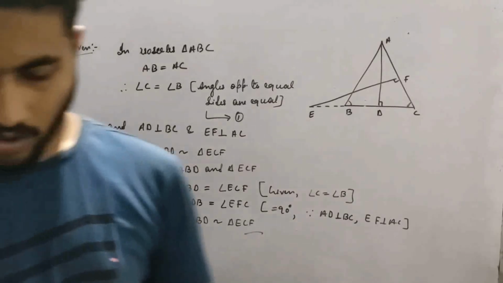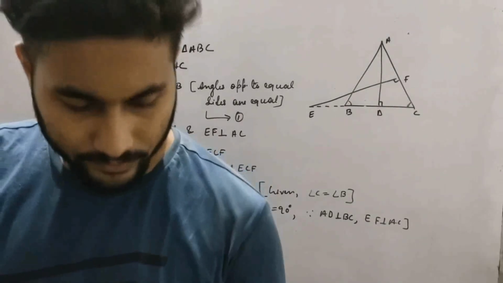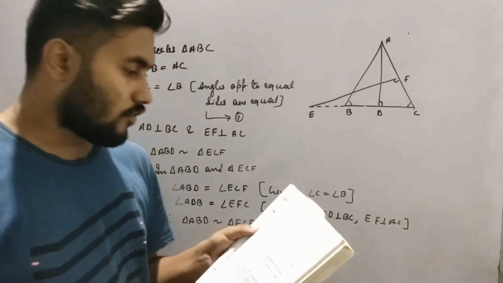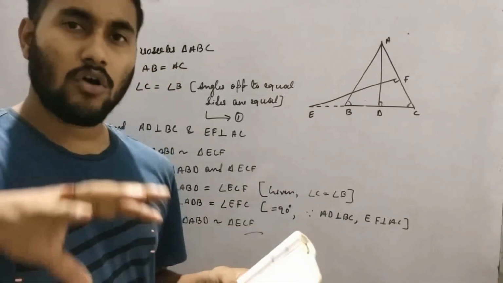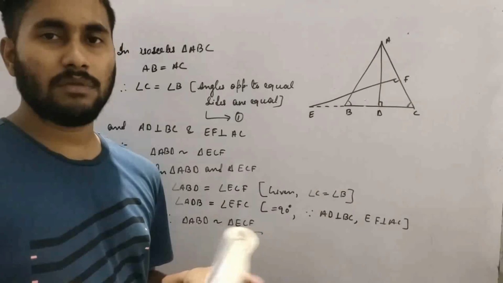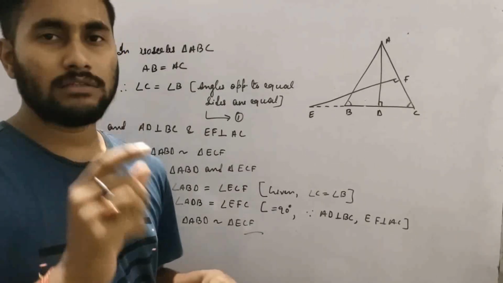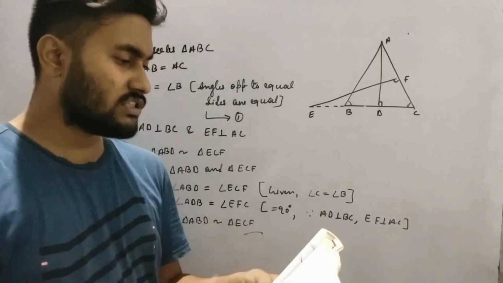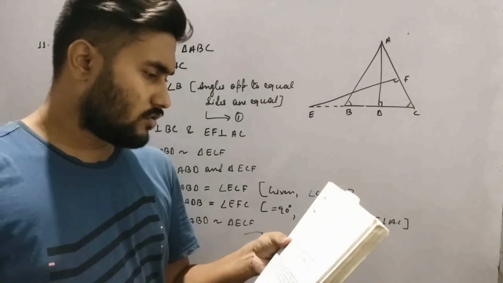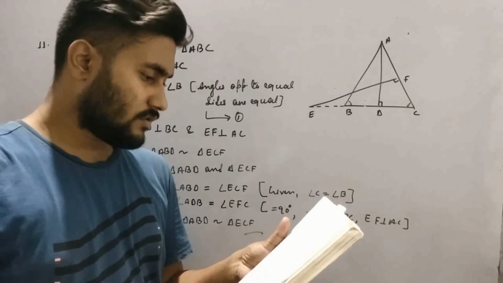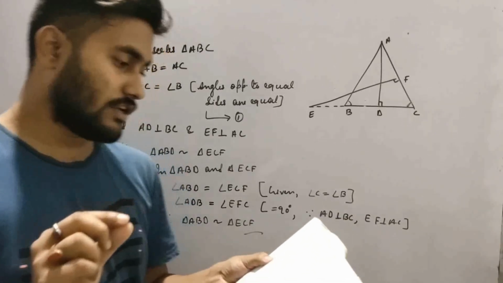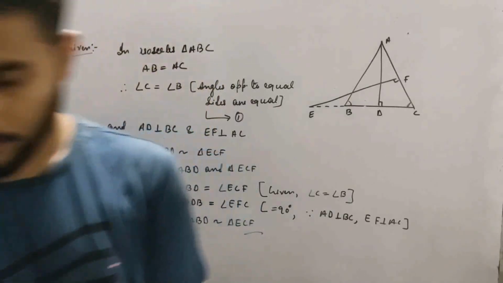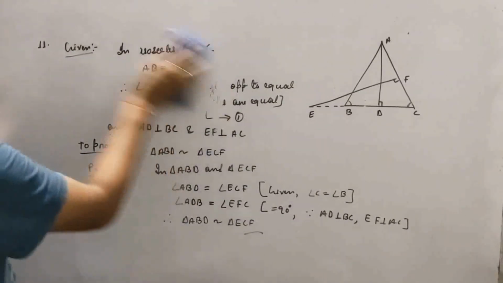Okay, next is question number 12. Question number 12 and question number 14 are almost similar, 90% similar, but because of a slight difference, both the questions are completely different. So these two questions, 12 and 14, we will do together. So 12 we will do afterwards. Let us do question number 13 first.